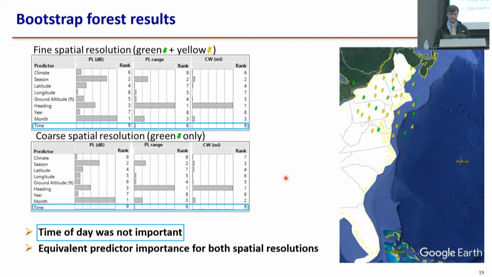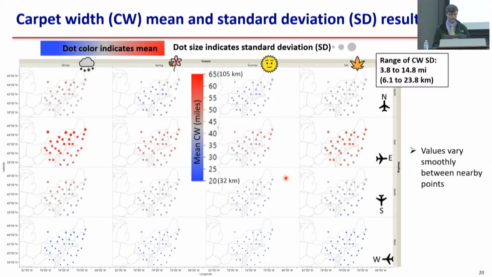Next I'm going to tease one of our visualizations. It's kind of busy, but here I'm going to show an example of the types of data that we can share, and it'll also inform what spatial resolution we chose. So the grid of charts here shows the carpet width mean. The mean is the color of the dots in each of these panels, and the standard deviation is the size of the dot, and the standard deviation range is shown here on the right.